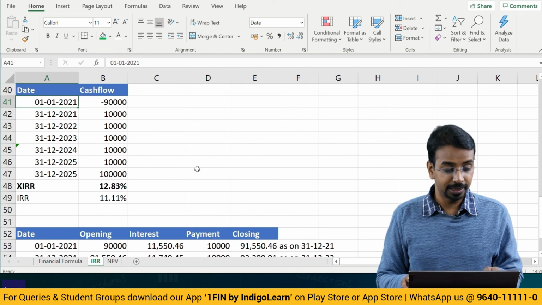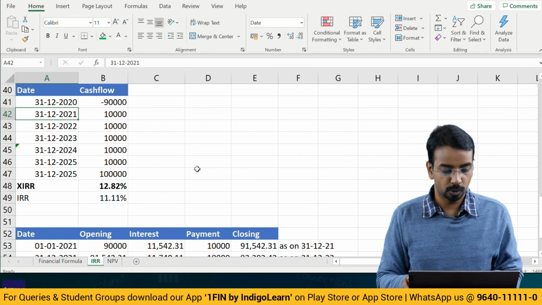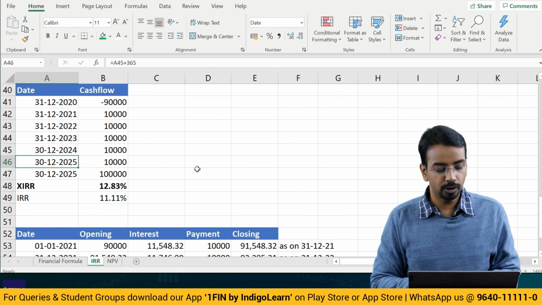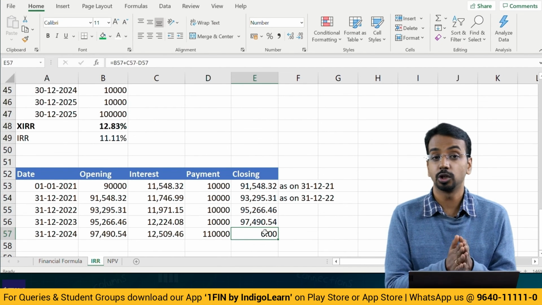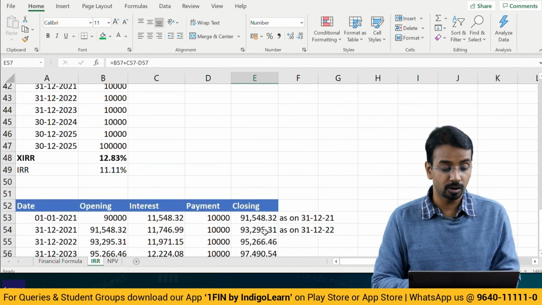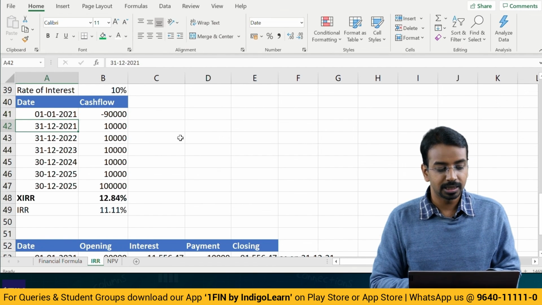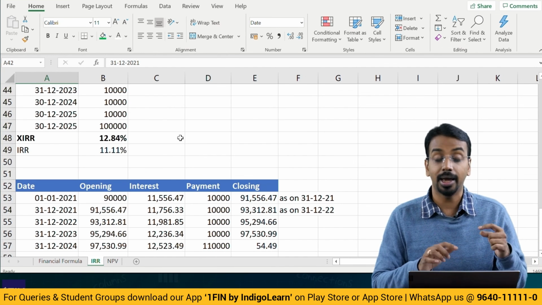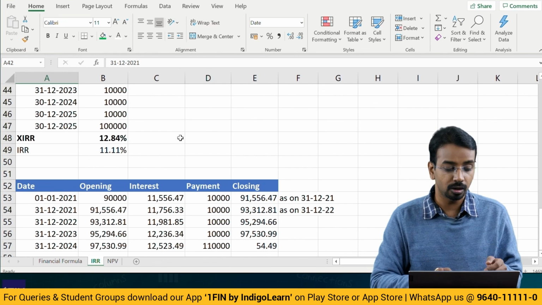Now to get it perfectly, you can change this to 31st of December of 20. That is one date which needs to be changed, and here it has to be 30th of December of 24 and 30th of December of 25. Now you can see the closing balance has become 0 once you have set right the dates, right? Because if you start from 1st of January of 21, then Excel will ignore that first date and compute the interest and then compute the IRR. That is why there was a small difference, or the rounding difference.